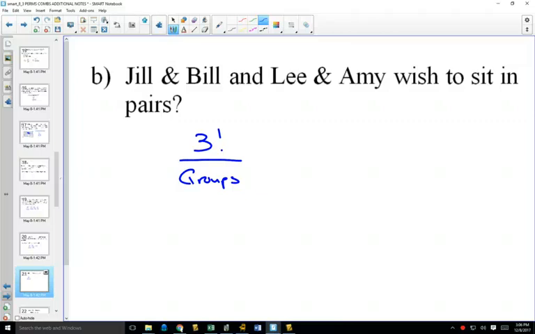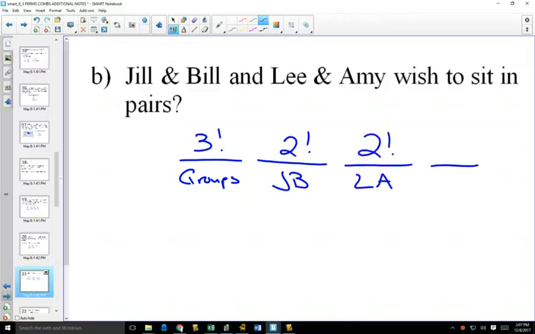Yeah, you have to practice that, and then it's really hard to go back and forth between this. Okay, anyways. You've got Jill and Bill, 2 factorial. Lee and Amy, 2 factorial. And then Tom, which you don't have to put here because he's just 1 factorial. Okay, there's now 6 times 2 times 2, 24 ways. Part C.